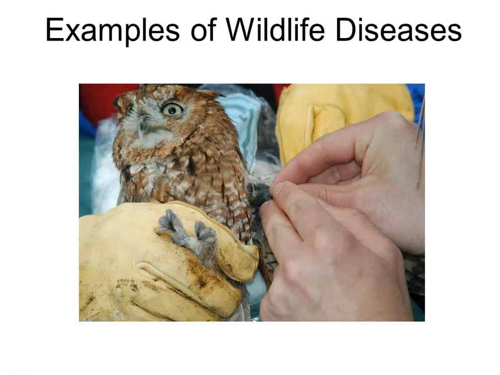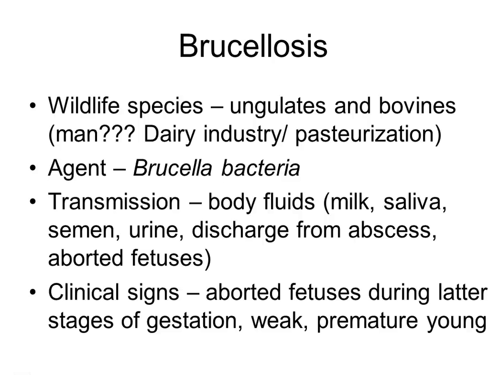Here's some examples of wildlife diseases. Brucellosis, typically in ungulates and bovines. We don't know about human brucellosis and whether that's transferred over, but this is a driving force behind pasteurization of milk products. The agent is Brucella bacteria. It's transmitted through bodily fluids, and the clinical signs in the field are aborted fetuses during later stages of gestation and weak premature young.